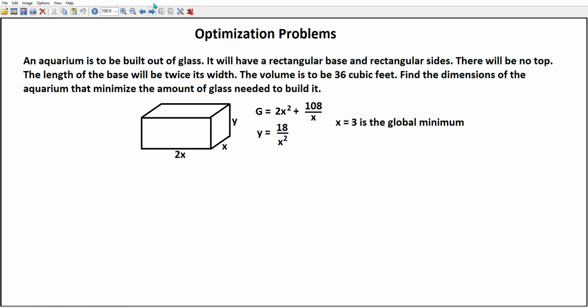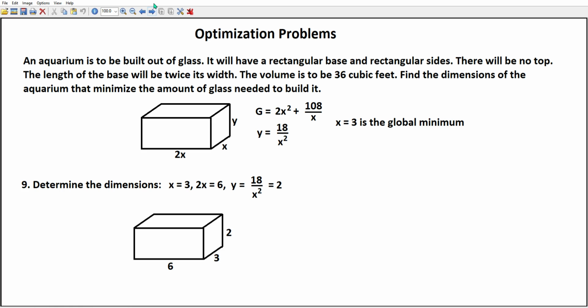The next step is just to find what the dimensions are. And we know x is 3, which means that the long side of the base is 2x, or 6, and the height is y equals 18 over x squared, which is 18 over 9, or 2. And that gives us a 6 by 3 by 2 aquarium.